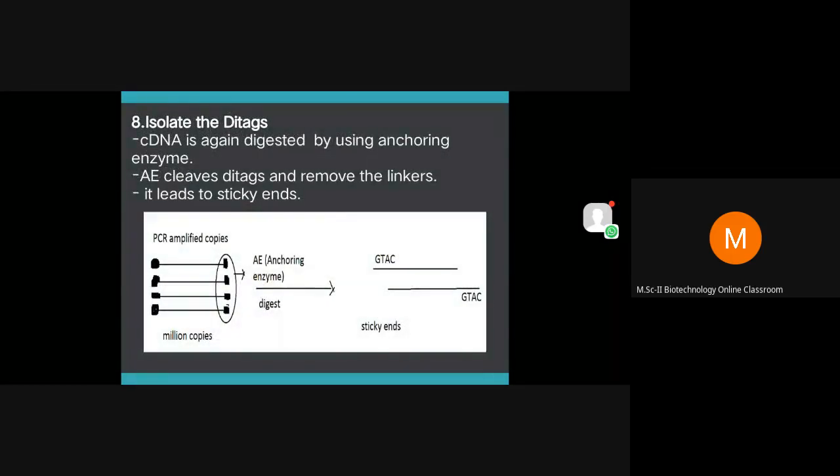To isolate the ditags, the cDNA is again digested by using the anchoring enzyme. Anchoring enzyme means it is a restriction endonuclease that recognizes and cuts a specific 4-base DNA sequence. So the anchoring enzyme is then used to cleave the ditags and remove the linker. It leaves sticky ends on the cDNA. These sticky ends contain the sequence GTAC at each end of the ditags.